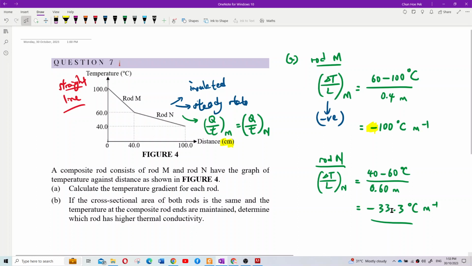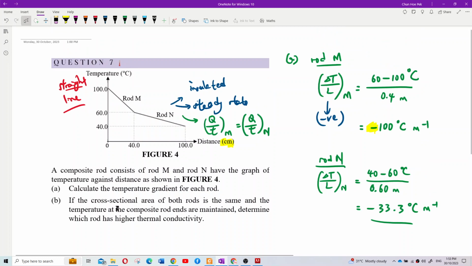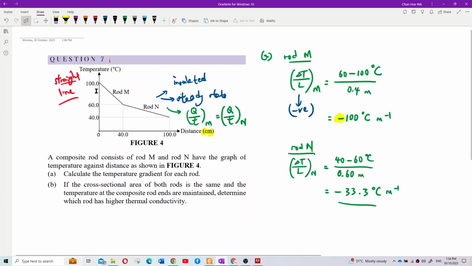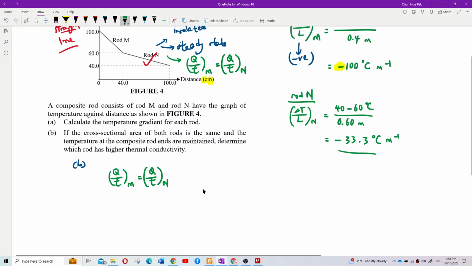Okay, smaller gradient, bigger gradient. If the area is the same and the temperatures at the composite ends are maintained, determine which rod has higher thermal conductivity. Which rod has a higher thermal conductivity? Of course, it is N. N has a higher thermal conductivity. The drop of temperature is small. Okay, how to prove this? Again, you have to use the method I showed just now. Use the constant heat flow. From here we prove it.